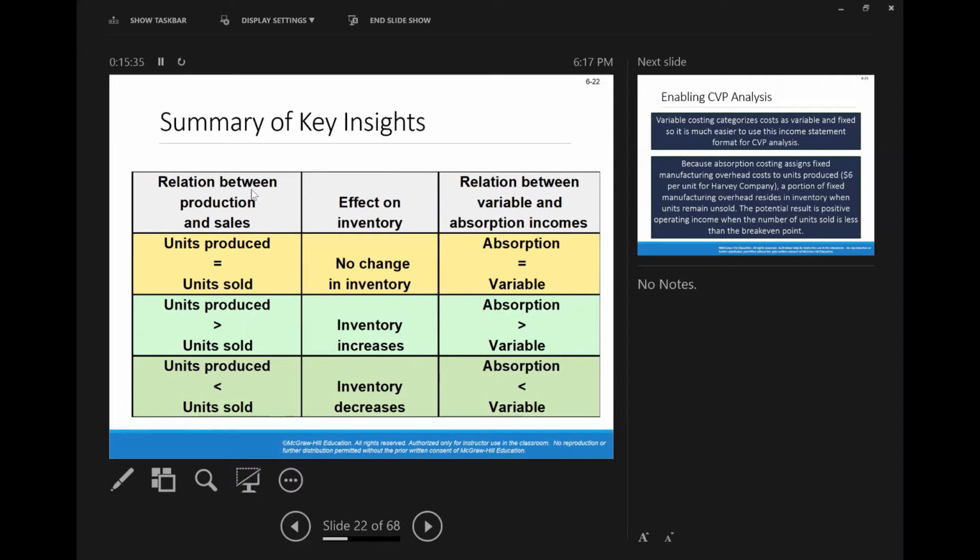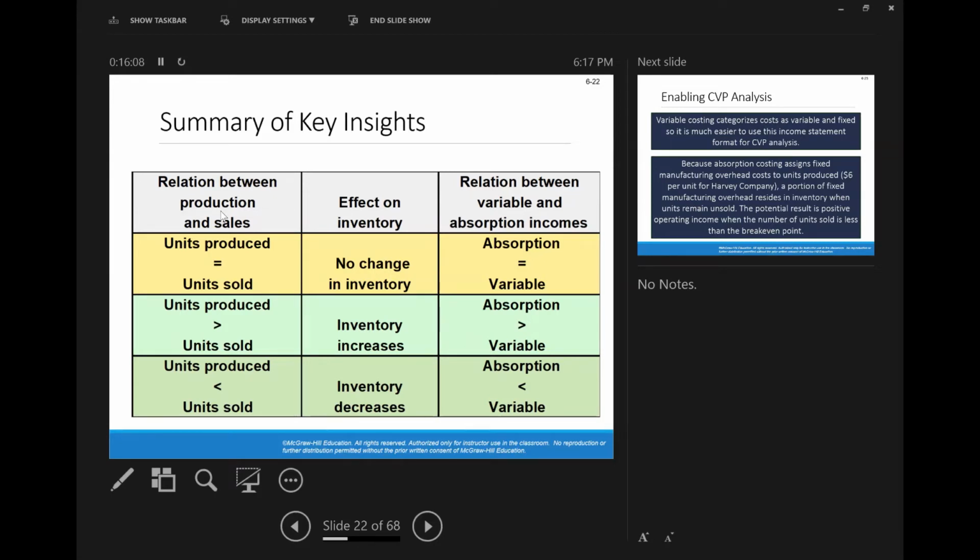It's not always going to work like that in real life, but it's good for the example to show you how that works. Okay, so the units produced equal the units sold. If we produced this many units and sold that same number of units, then what happens with inventory? There's no change, right? Because whatever went in comes out. The relationship between variable and absorption costing, they're going to be the same because all of those units went through. So it doesn't matter where you put the cost, everything's coming through. Does that make sense?